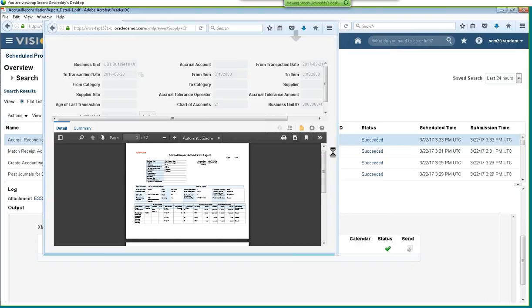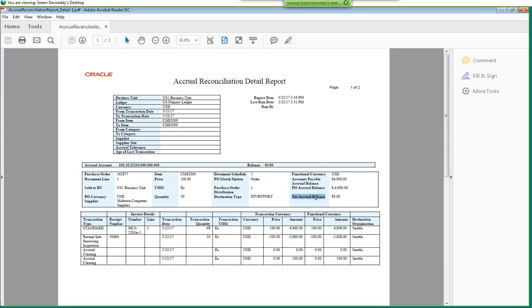Okay, the same report I'm running now, and you see the net accrual is 0. Why? Because you see that PO accrual is also now 4,900 because of the adjustment that has come in, the last line, accrual clearing line that has come in. So now it's all good. So there's no balance.